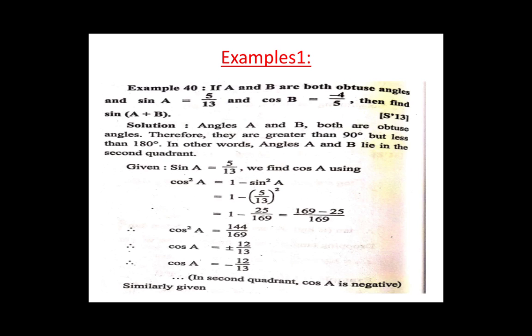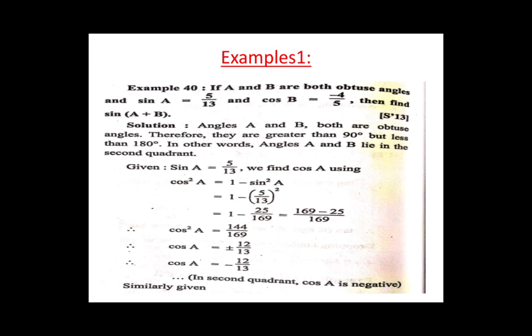So example 1 is, if A and B are two obtuse angles and sin A is equal to 5 upon 13 and cos B is equal to minus 4 upon 5, then find sin(A plus B). Here it is not mentioned which quadrant angles A and B are in. Sin A is given as 5 upon 13 and cos B is given as minus 4 upon 5.